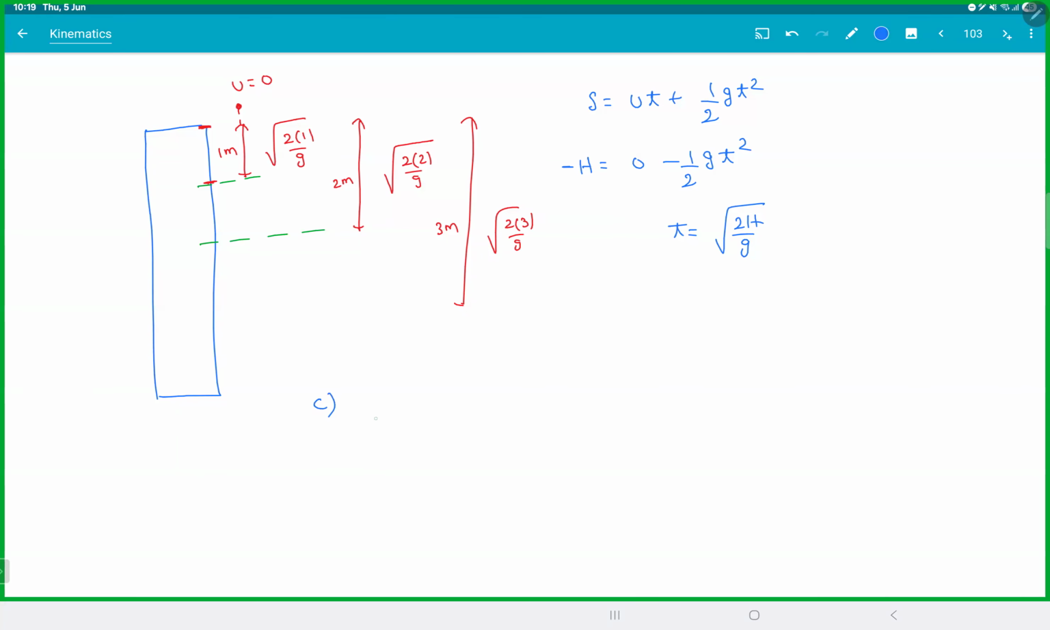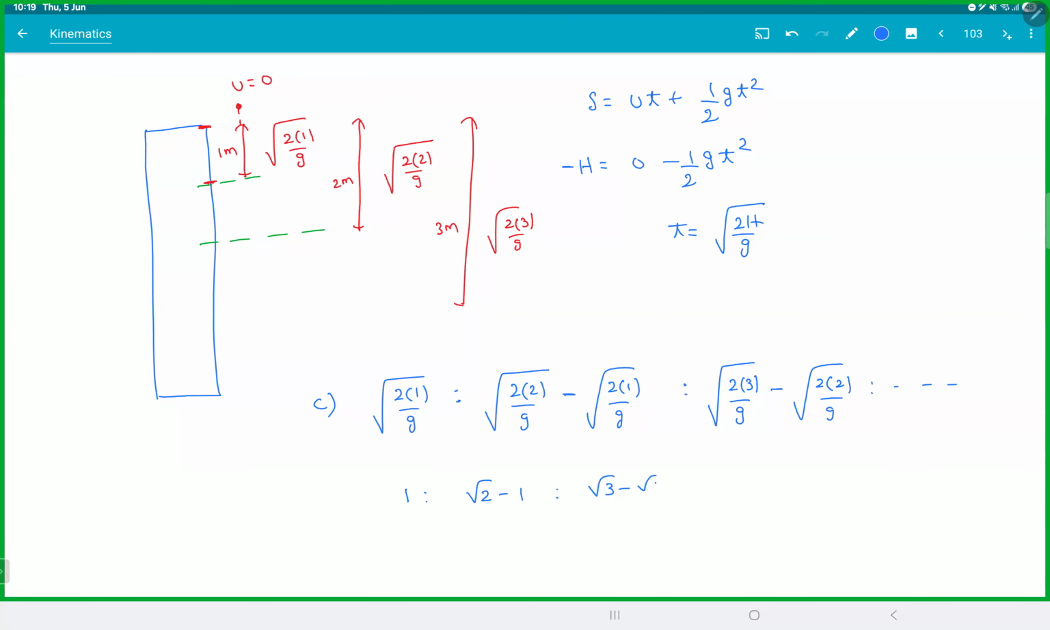So for the third one, the answer would be root over 2 times 1 by g ratio, root over 2 times 2 by g minus root over 2 times 1 by g. Are you getting what I'm doing? I'm finding time for the first meter. I'm finding time for 2 meters. When I subtract, I'll get the time for the second meter. This will be root over 2 times 3 by g minus root over 2 times 2 by g, and so on. The 2 by g goes off. You will get a very neat sequence. Root 2 minus 1, root 3 minus root 2, root 4 minus root 3, and so on. The sequence goes like this.